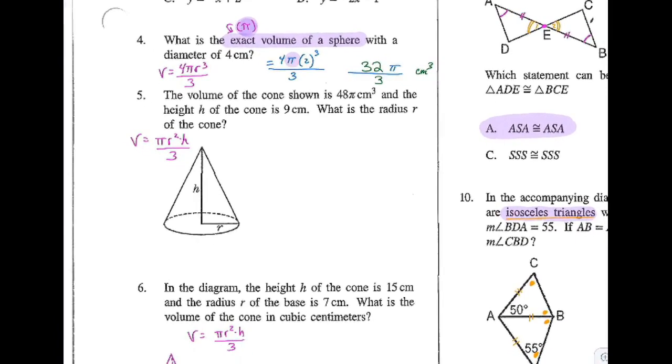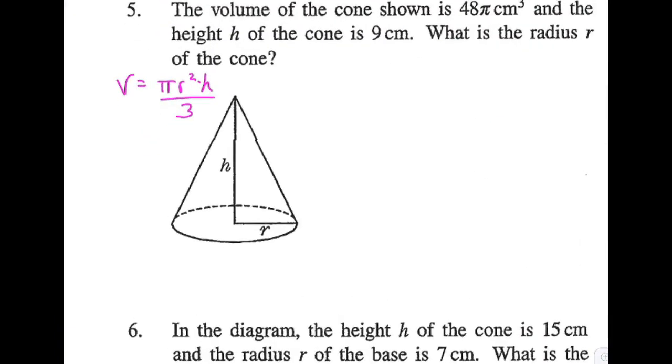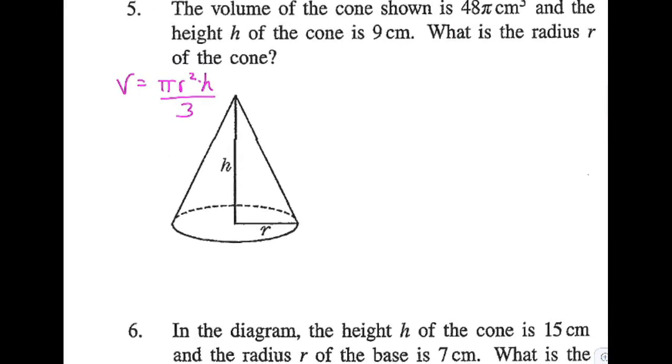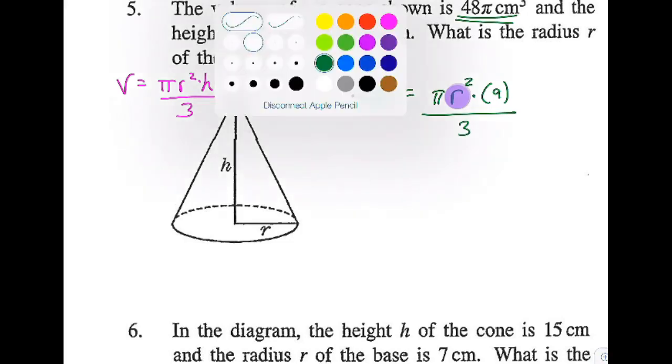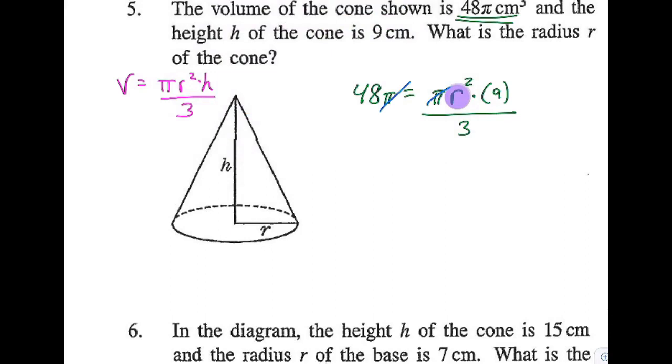Number 5, volume of a cone, pi r squared h divided by 3, because it's pointing. And here's the formula, but it gives us the volume. So it's giving us that the volume is 48 pi. And we have pi r squared times the height, which we know is 9, divided by 3. What we're asked to find here is the r. We're going to work backwards and find what the radius was. Since there's a pi on both sides, we can just cancel them both out. You take the same thing off of both sides, it's still an equation.